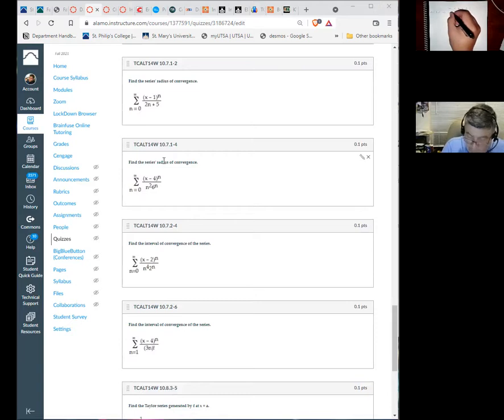Let me write it down, then we'll switch over. Find the series radius of convergence. Okay. So we're doing power series. We talked about how you have to use either ratio or root for the most part. Okay, so which one do you think would be better here?